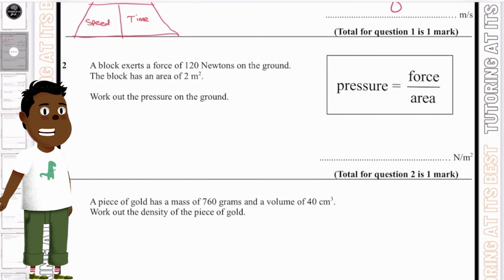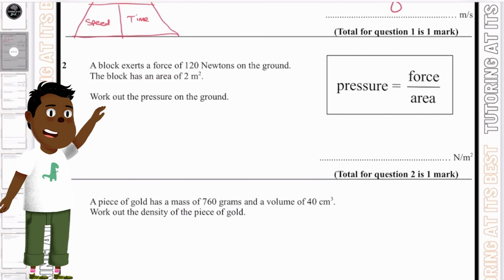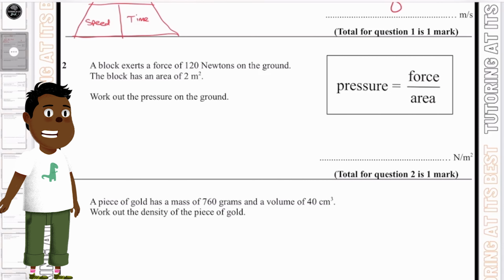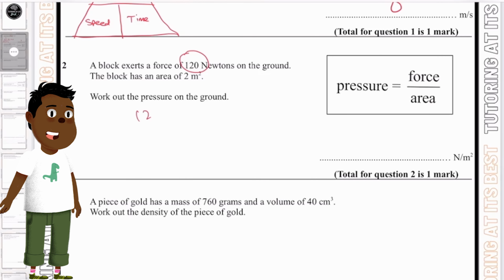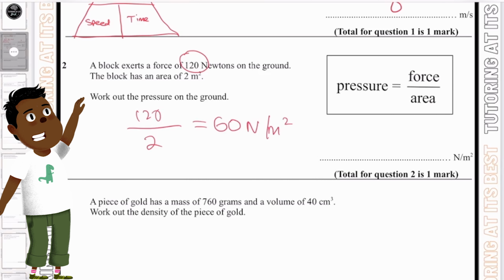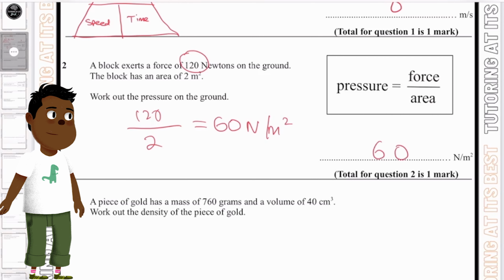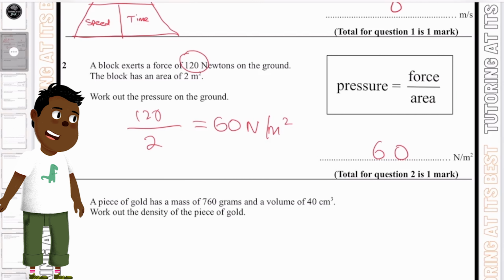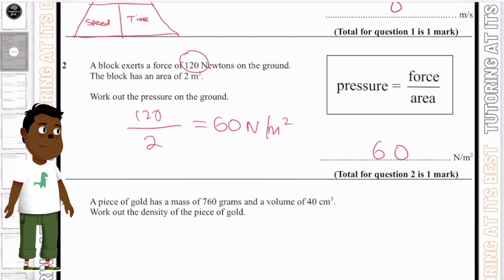Okay, question number 2. A block exerts a force of 120 newtons on the ground, and the block has an area of 2 meters squared. Work out the pressure on the ground. So we start off with our force, which is 120. We have our area, which is 2 meters squared. We divide that and get 60 newtons per meter squared. And there we are. So we're simply substituting the values in the correct areas to get our answer. Once again, I hope you can see how we're working with newtons and meters because they're two measurements. These are called compound measures.